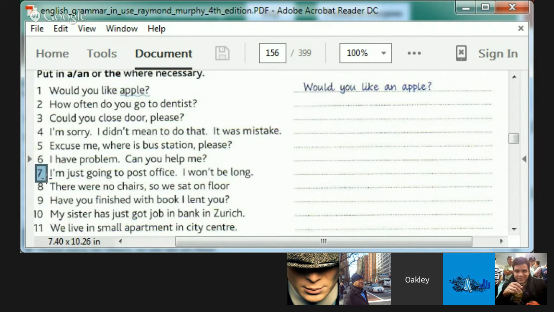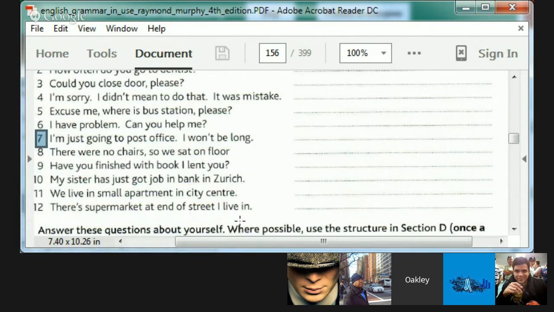Ignacio, number 7. I'm just going to the post office. I won't be long. Most likely you would use the because the speaker would know which post office they're going to. But it is possible it could be A, if it didn't matter which post office. Same idea.